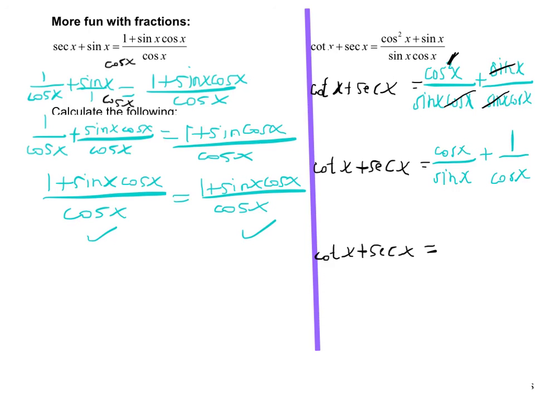Well, what's cosine over sine? Hopefully you said or thought cotangent. So that's cotangent x. And what's 1 over cosine? Hopefully you said or thought secant. And so that's secant x. And so now this identity has been proven as well.